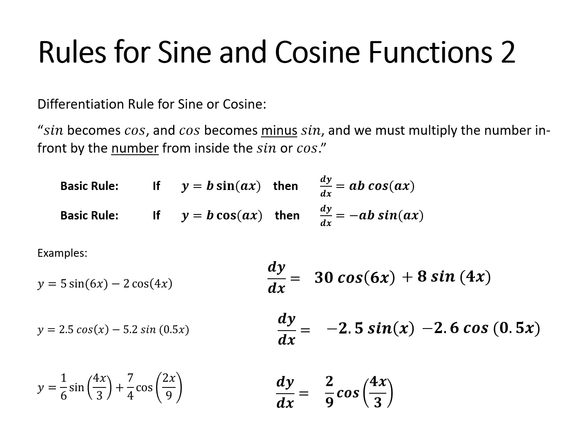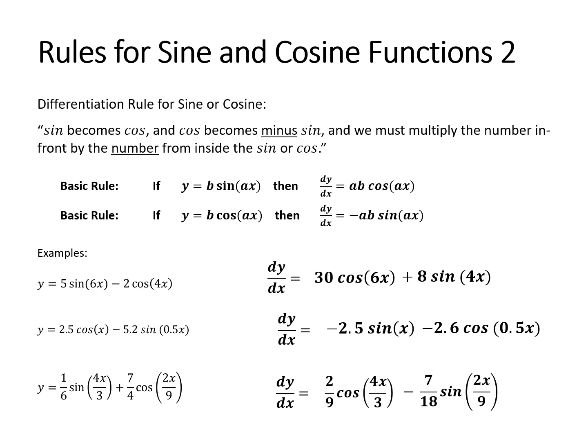The second term is a cos term, and the cos is going to become minus sine. So we're going to have minus something sine 2x over 9. And you've got to multiply the 7 over 4 by the 2 over 9, which gives us 14 over 36, which is 7 over 18. So it's going to be minus 7 over 18 sine 2x over 9.